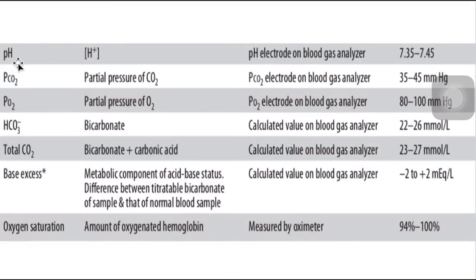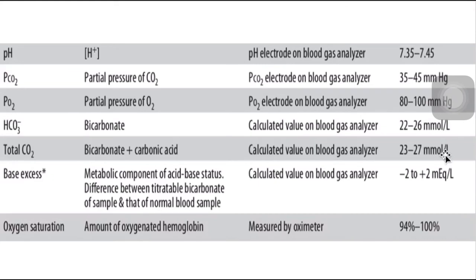What else do we need to remember aside from the pH here? We have your PCO2. The PCO2 is 35 to 45 millimeter mercury, as we can see here. It's easy, just remember 35 to 45 millimeter mercury. And for bicarbonate, we have 22 to 26 millimoles per liter. Total CO2 won't be far from our bicarbonate because the majority of the carbon dioxide in blood is in the form of bicarbonate. So total CO2 is basically bicarbonate plus carbonic acid. So 23 to 27, we just added there.